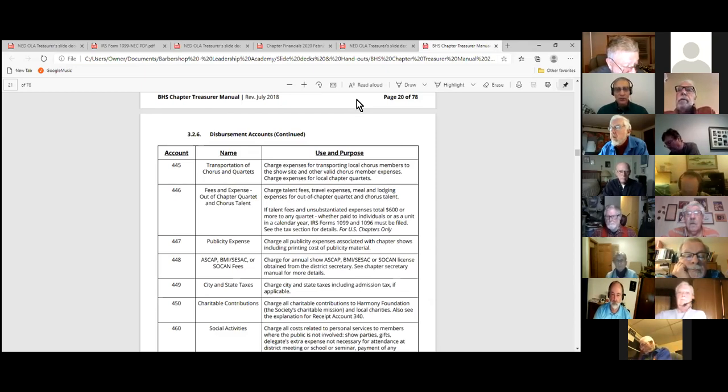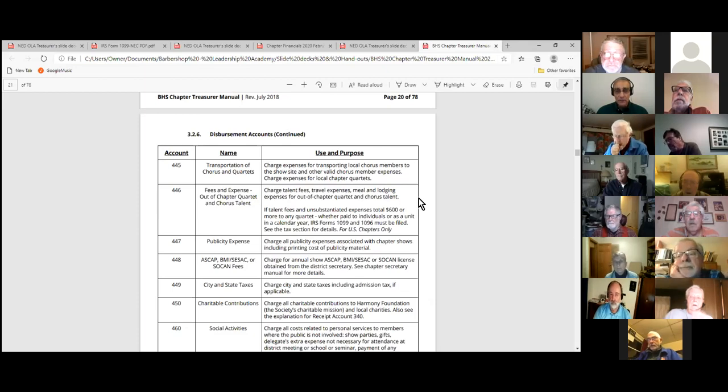But suppose a quartet wants $1,000 as their fee. And they say, well, why don't you pay each of us $250? And then it's below the $600 threshold, and you don't have to file form 1099. How's that sound? I'm going to wait till I get some answers here. I got some thumbs down. Why is that not allowed?